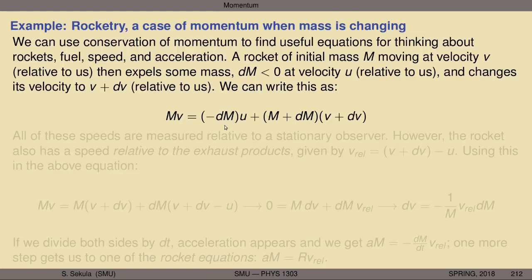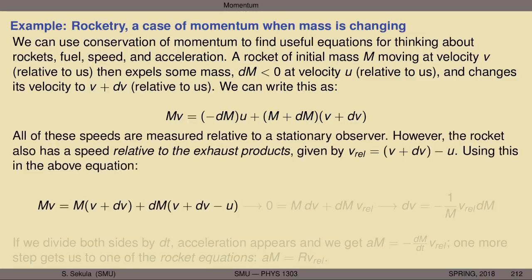Remember, dm is a negative change, so this is actually a positive momentum here, times the velocity of the exhaust products. And then the mass of the rocket has now changed. It's M plus dm. Remember, dm is a negative change, so this actually is a decline in the total mass of the rocket, and V plus dV. Now, all of these speeds have been measured relative to a stationary observer.